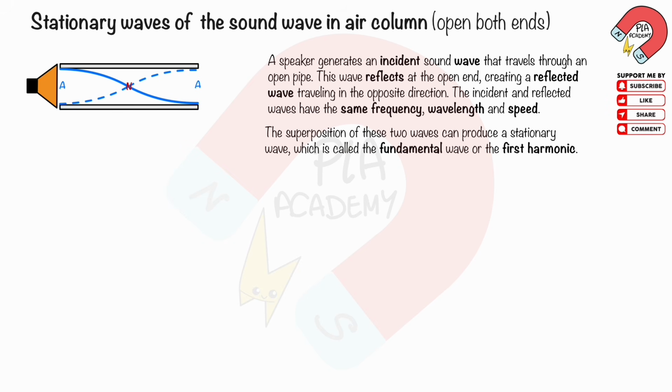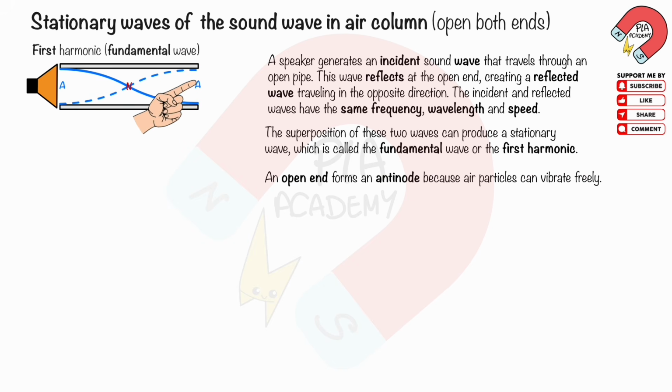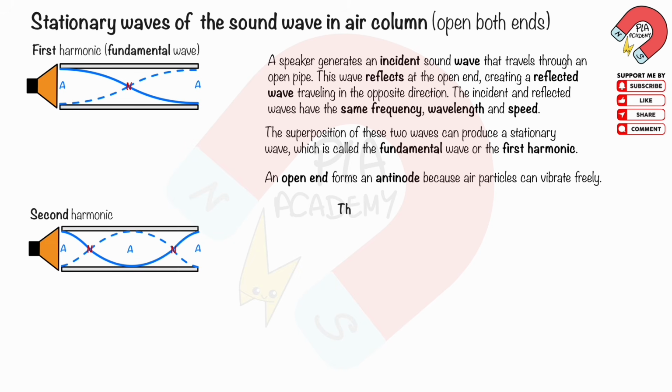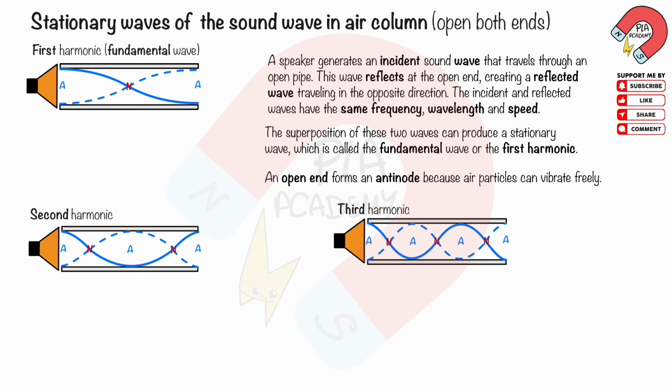The simplest standing wave, with a one loop pattern, is called the fundamental wave, or the first harmonic. This corresponds to the lowest frequency that can be heard, hence the term fundamental frequency. Both open ends form an antinode, because air particles can vibrate freely. The speaker varies the frequency until a stationary wave with the second harmonic, third harmonic, and so on is heard. Let L be the length of the air column.